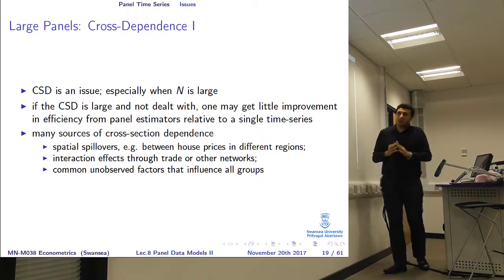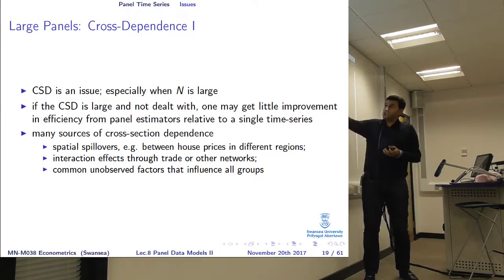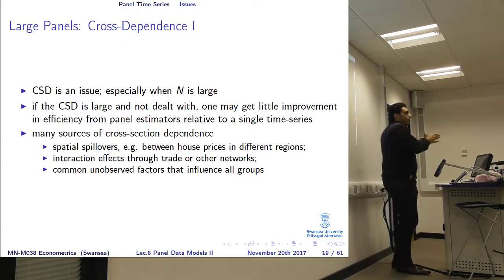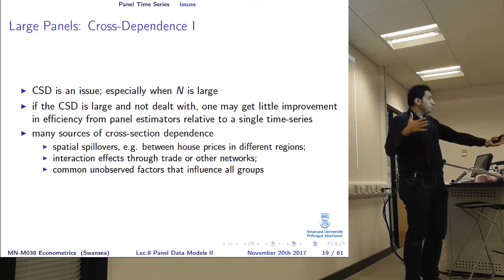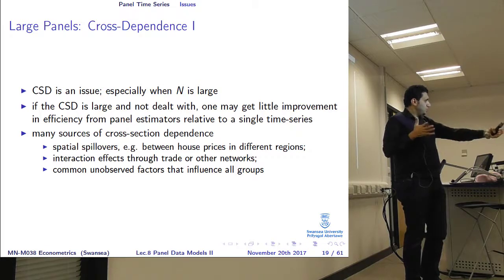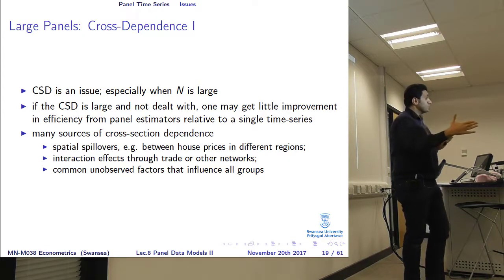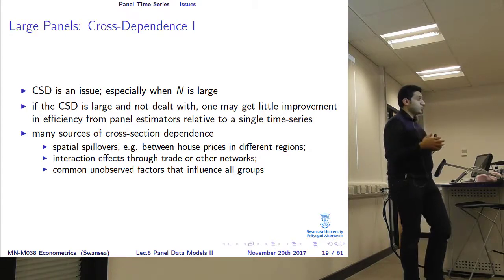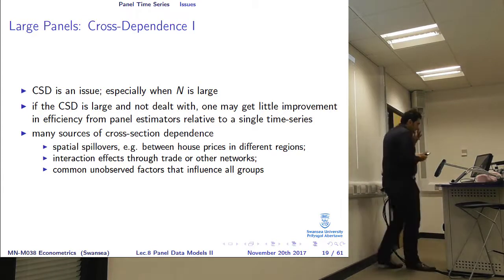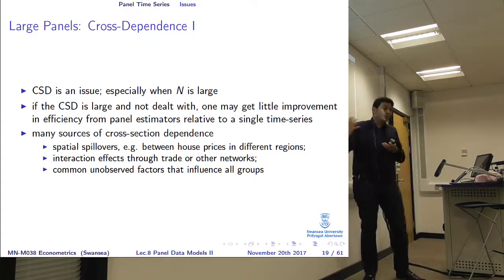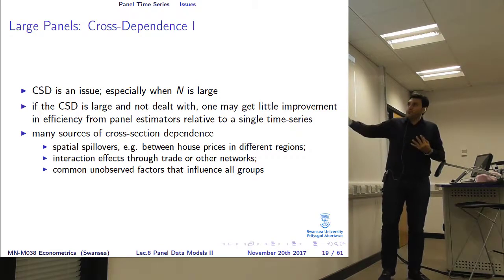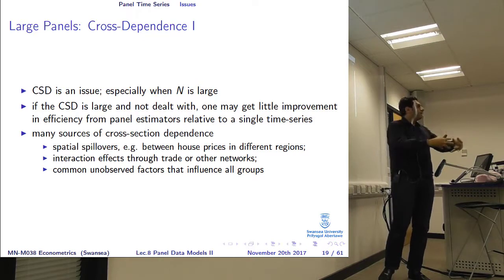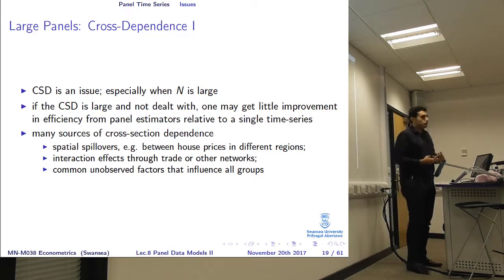Cross-section dependence is an important issue, especially if N is large as well. If you have a large number of cross sections, just remember we're talking about large panels, so we assume that T is long. But if N is big as well, then we have to worry about cross-section dependence. If the cross-section dependence is large and you don't account for it, it is not going to improve the efficiency of your estimator. You would probably be better off estimating individual time series models rather than using panel data, because it's not going to add much efficiency to your estimation.